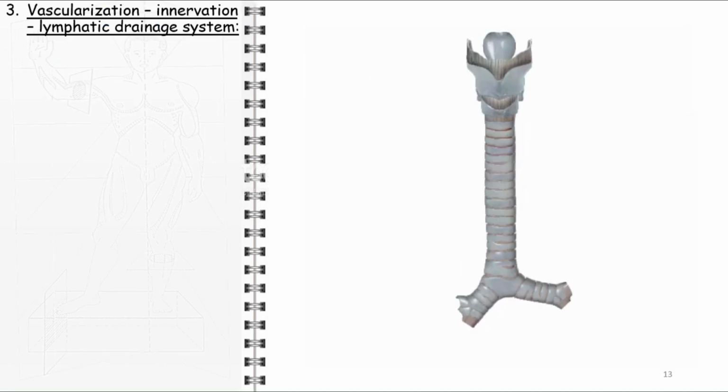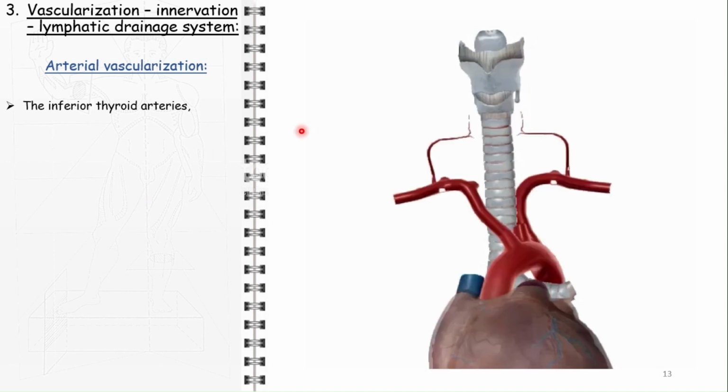Let's tackle now the vascularization, innervation, and lymphatic drainage of the trachea. Starting with the arterial vascularization. The arterial vascularization of the trachea comes from several sources. The inferior thyroid arteries. These are branches of the thyrocervical trunks, originating from the subclavian arteries. They primarily supply the cervical segment of the trachea.